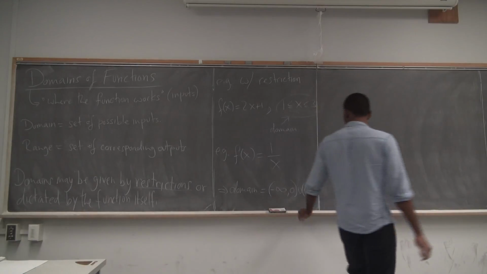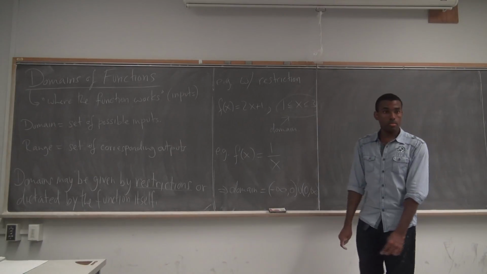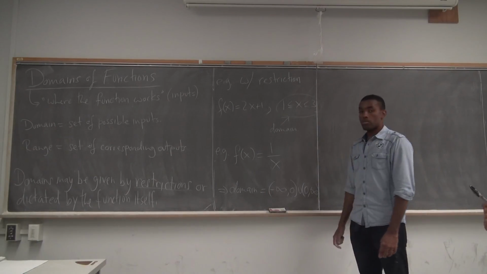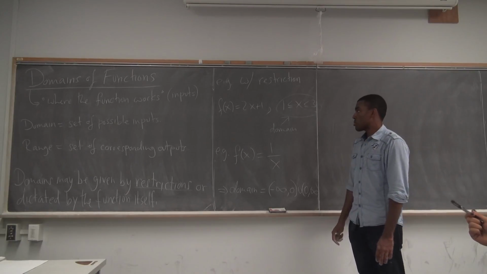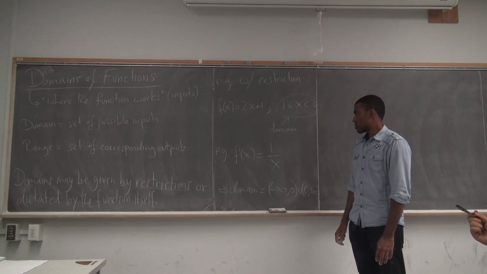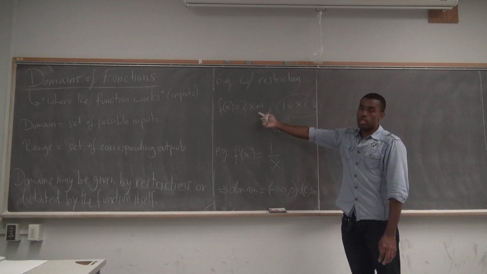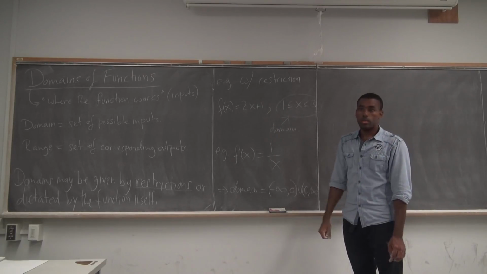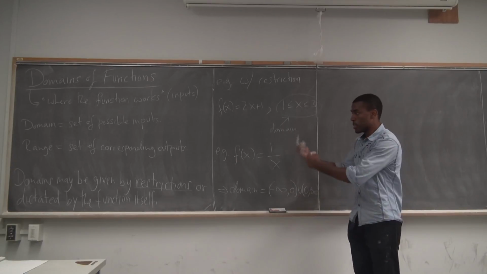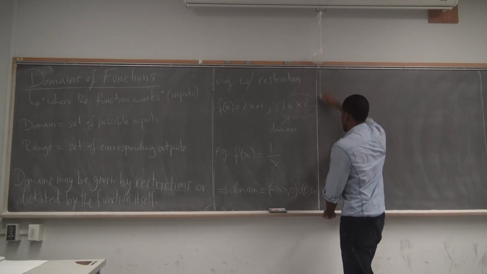So let's talk about some common functions. I have a question. Yes. If there's no restriction, we can assume that the domain is going to be negative infinity to 0 union, is that right? If there's no restriction, it depends on what this function looks like. So it can be anything, which I'm going to talk about right now.